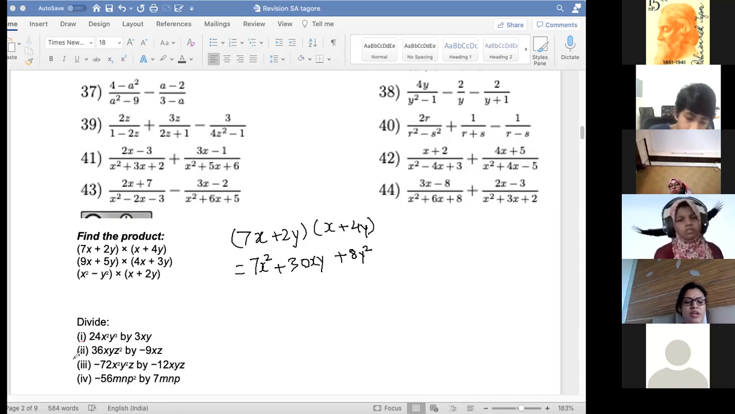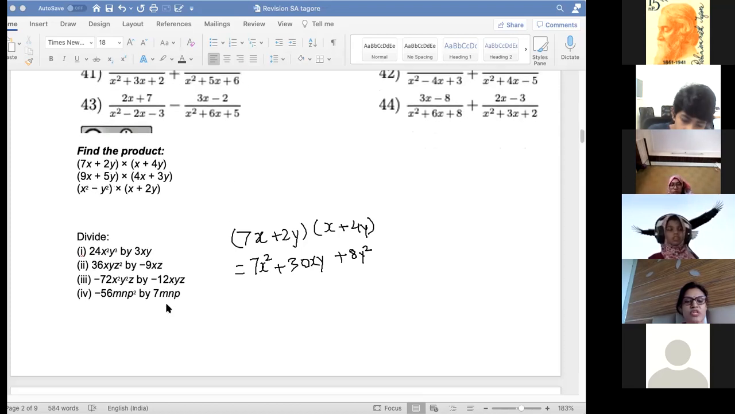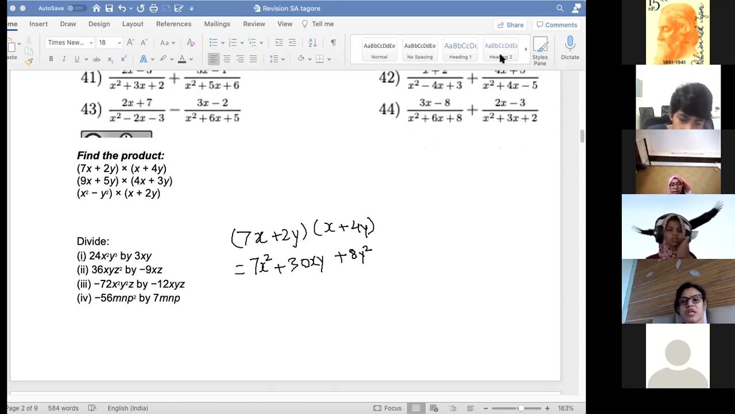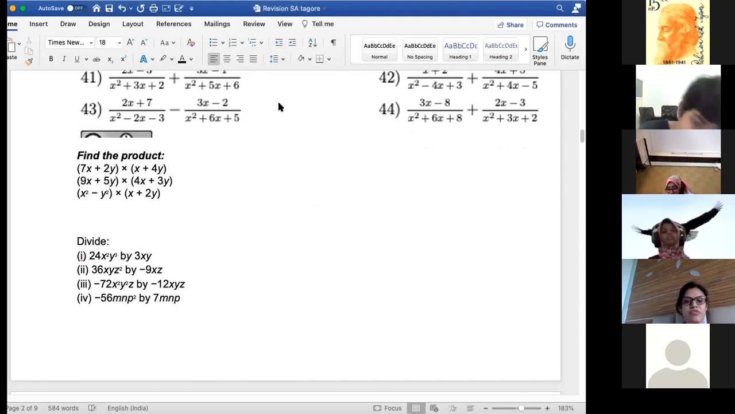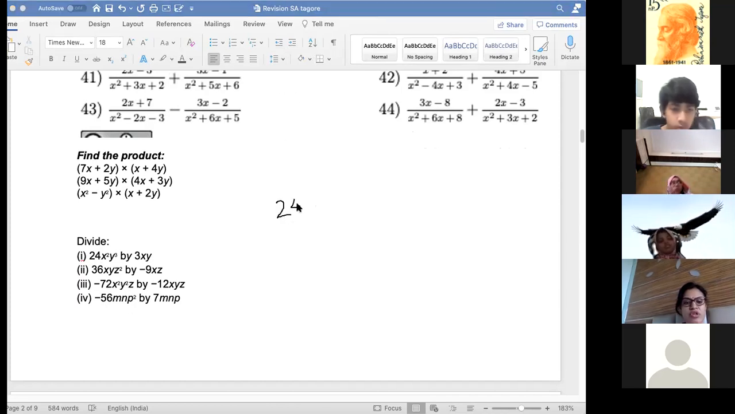Now division. In division, this one is the simple one, a monomial by monomial, you know how to divide, we make it the lowest form. So still I'll show you one example. If you have to divide 24x square y cube, what will be the answer? Tell me. How do I write 24?